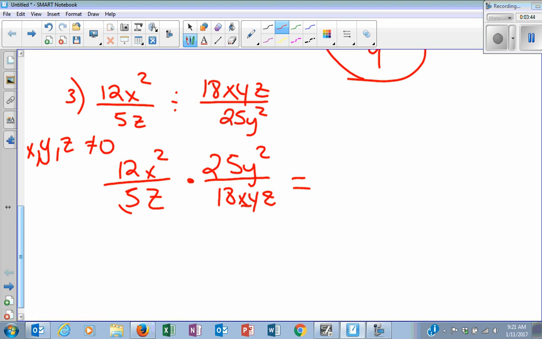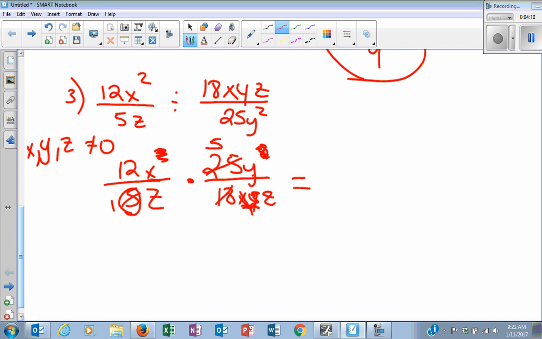This 5 and 25 has a 5 in common, so this becomes a 1. That becomes a 5. I have 2 x's here. I have 1 x down here, so this x can completely go away. I get rid of one of these, so I have 1 left. There's a y here, squared. There's 2 of them. There's 1 y here. I get rid of this 1, but that means I only get rid of 1, so I have 1 left up there. No z's in common.